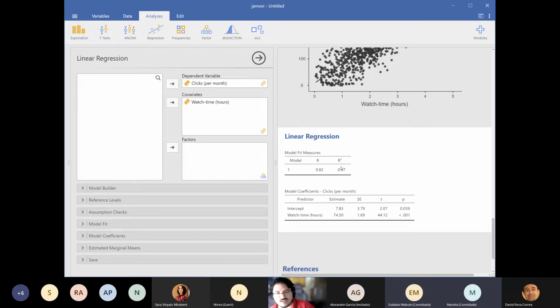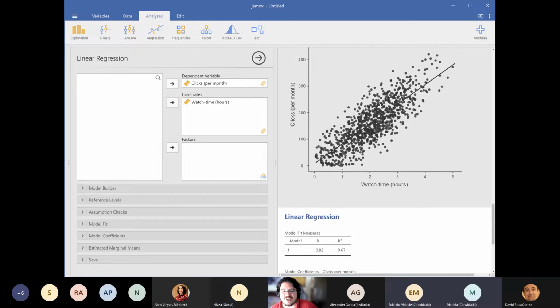Any questions until this point? I'm sure there must be at least one question. I'm sorry. Could you just please explain the R square again? I kind of got a little bit lost in that.